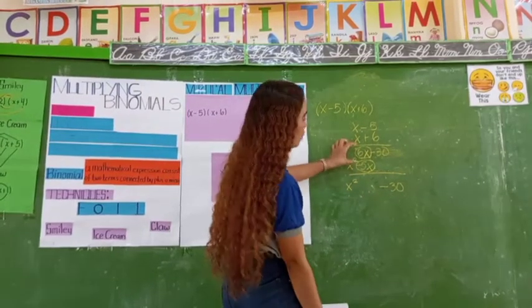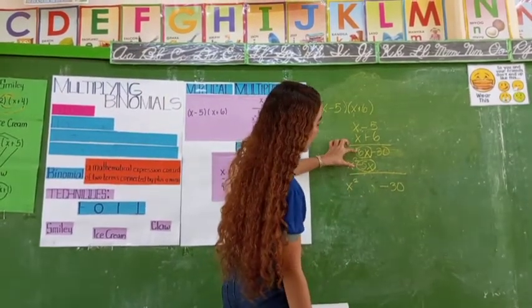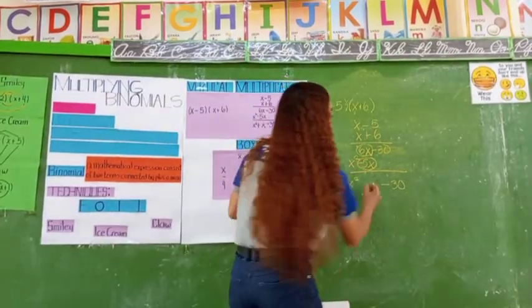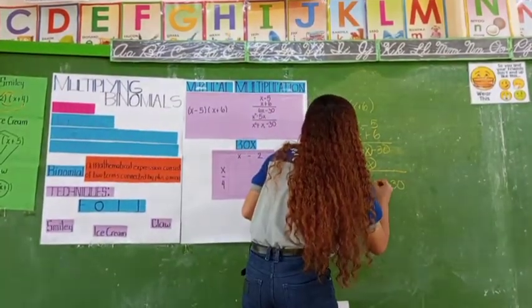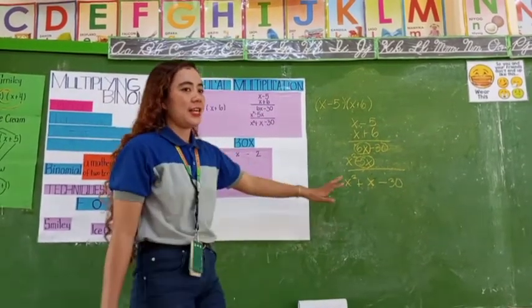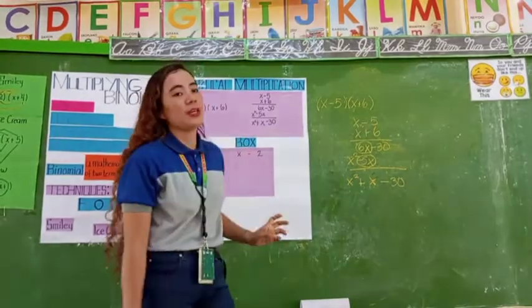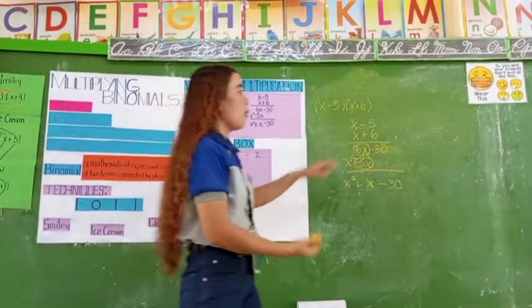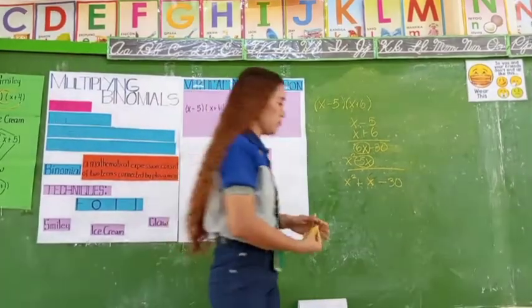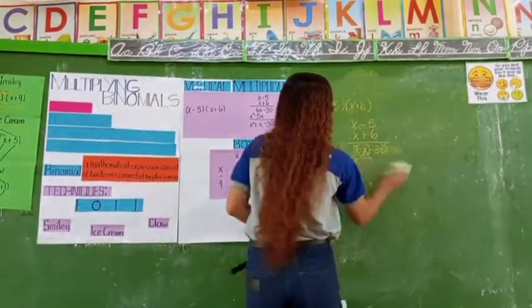And then what you're going to do is you have to solve this. 6x minus 5x will be positive x. Ganun lang kadali. Ganyan ang vertical multiplication. You have just to organize and then cross multiply and then combine the like terms. Okay.